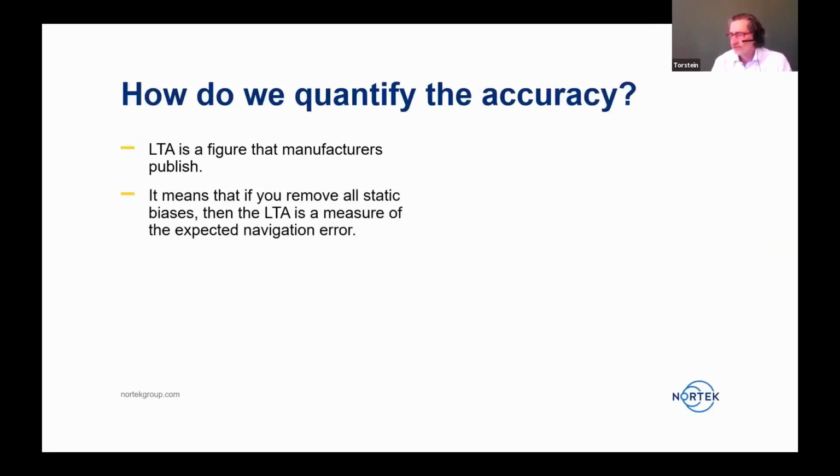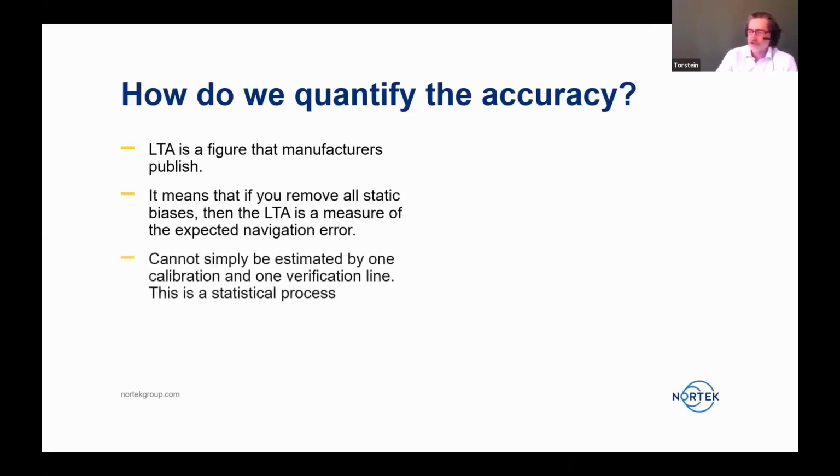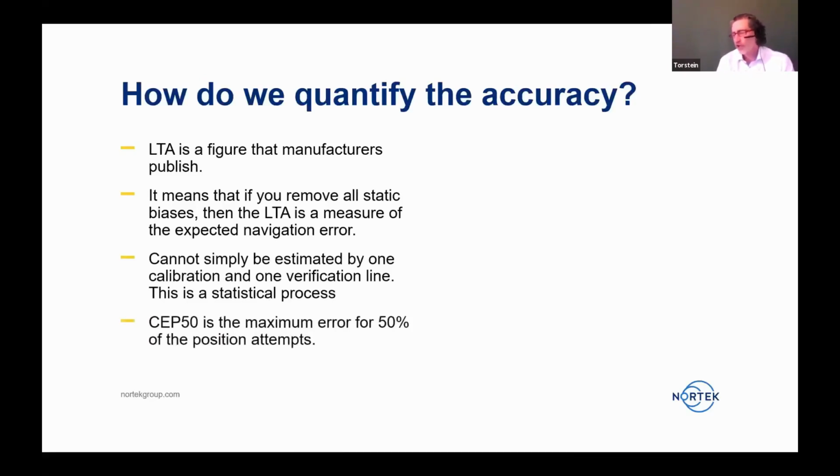And what it means is if you remove all the static biases, this long-term accuracy is what remains. So this is what we're trying to characterize. But you can't simply do this by one calibration and one verification line. It's a statistical process, as we've alluded to. So one of the more common ways to do this is to look at what's called the circular error probability. And this is a way to figure out the maximum error for 50% of the targets.